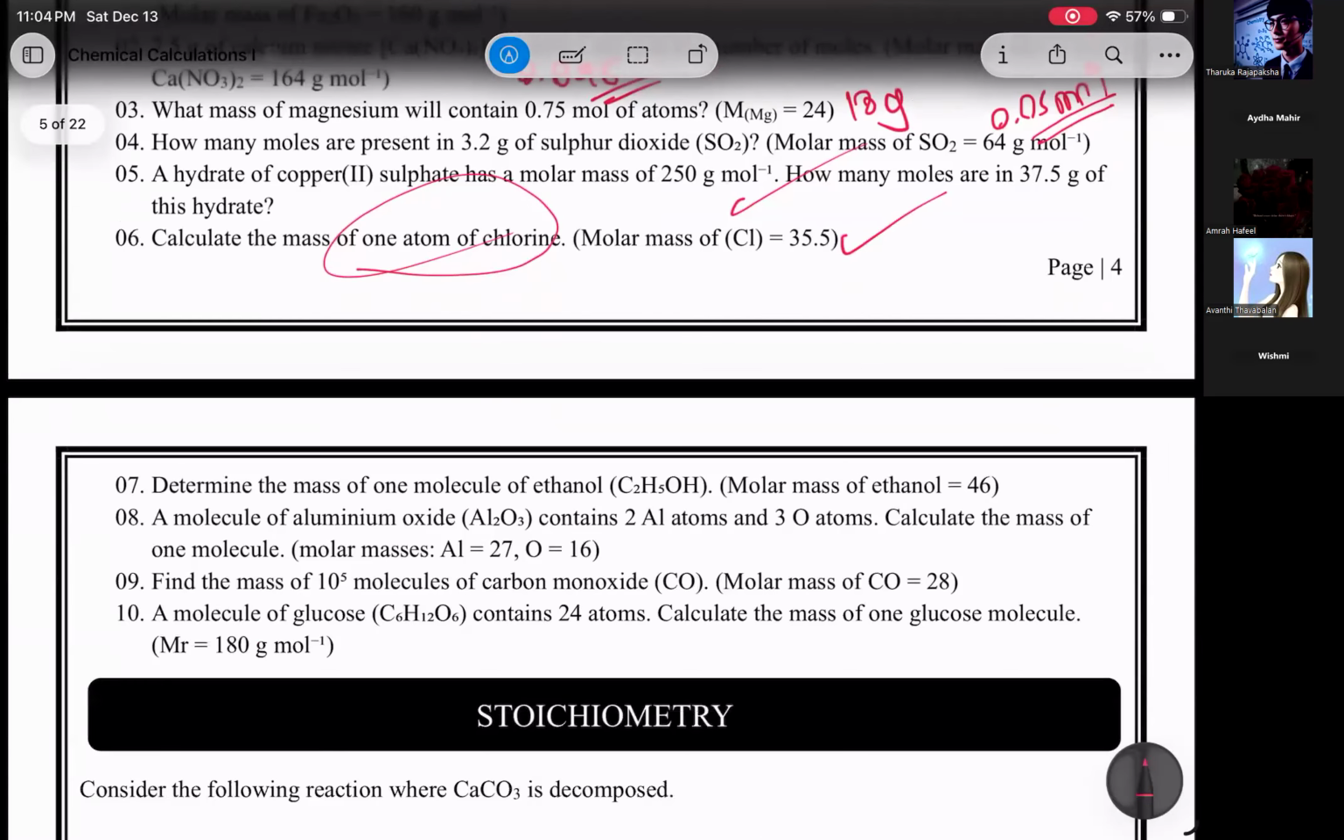Determine the mass of one molecule of ethanol. It's the same thing, people. Molar mass of ethanol divided by 6.022 × 10^23. Easy. Eighth one: the molecule of aluminium oxide contains 2 aluminium atoms and 3 oxygen atoms. Calculate the mass of one molecule.